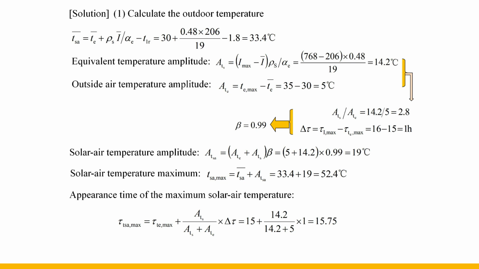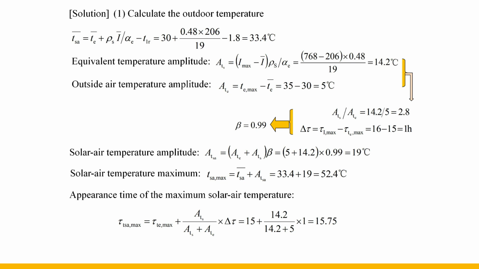Outdoor temperature amplitude equals 35 minus 30 equals 5 degrees Celsius. In order to find out the time difference correction coefficient, it is necessary to calculate the amplitude ratio of solar radiation equivalent temperature and outdoor temperature and the time difference of the maximum value. It is noted that the ratio of various amplitudes is calculated with the larger value as the numerator. The ratio of equivalent temperature amplitude to outdoor temperature amplitude is calculated as 14.2 divided by 5, which is 2.8.